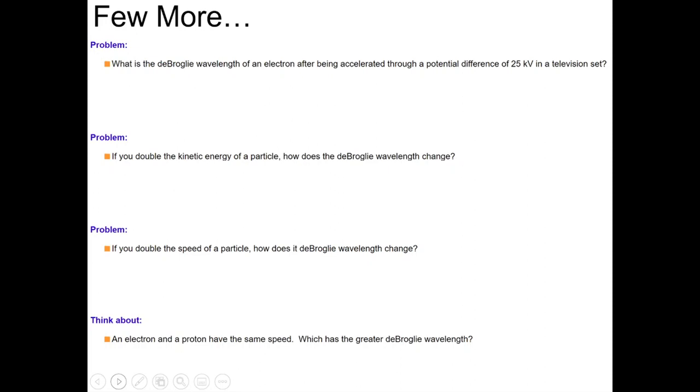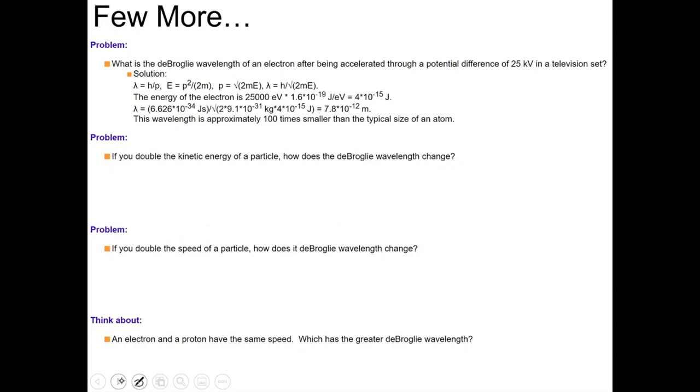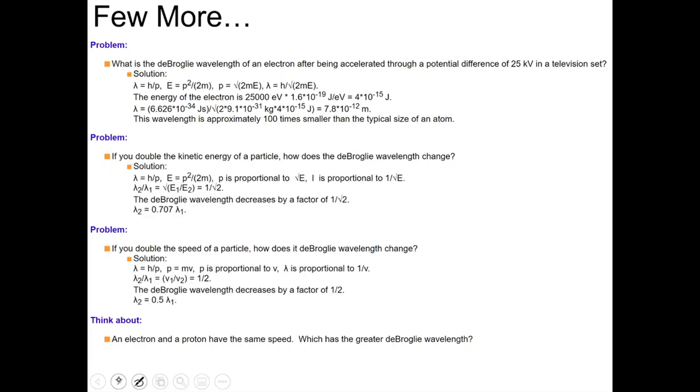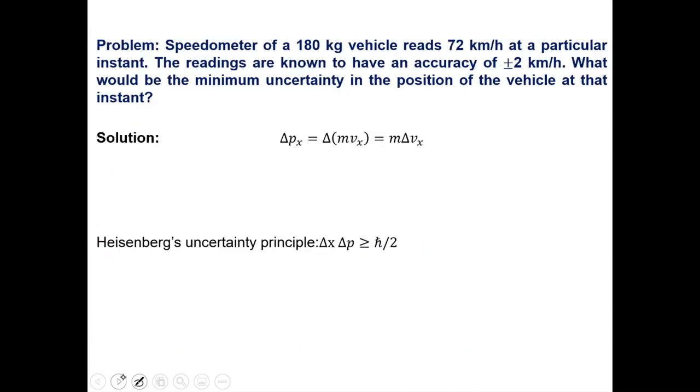I will leave some problems for you to think about, and I would like you to go through these problems, give them a thought, and try solving them on your own. You can pause and make a note. So I'll move to the next slide, and I give you the solutions as well, but try solving it first, and then you can take a look into the solution.